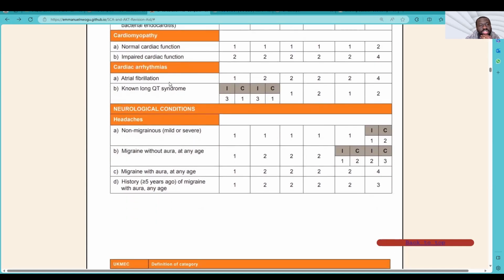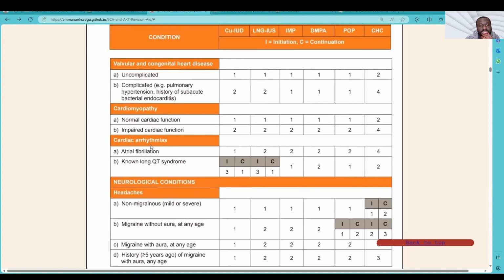The patient has atrial fibrillation. The problem with atrial fibrillation is there's increased risk of cardiac thrombosis, embolization, and stroke and all that. That's why we typically place patients with AF on anticoagulation. So they are both thrombogenic in that sense. So it's an absolute contraindication. You don't use combined hormonal contraception in atrial fibrillation.